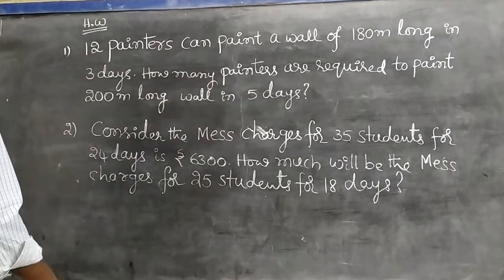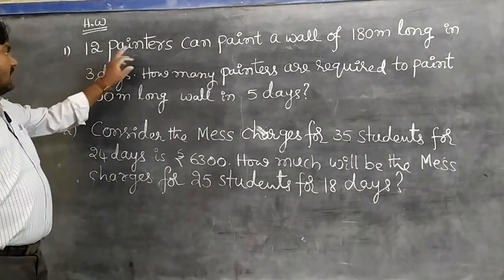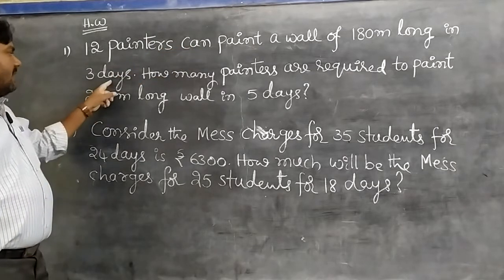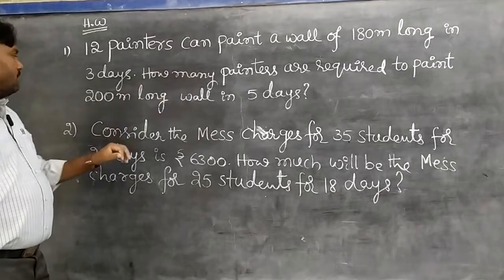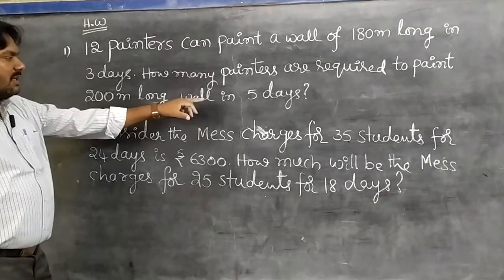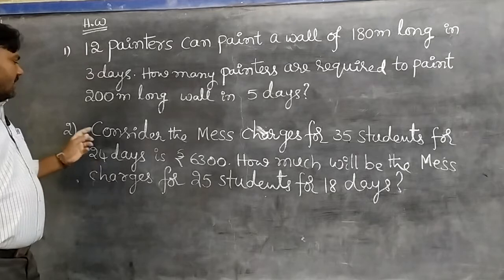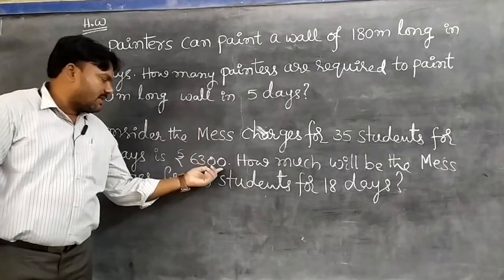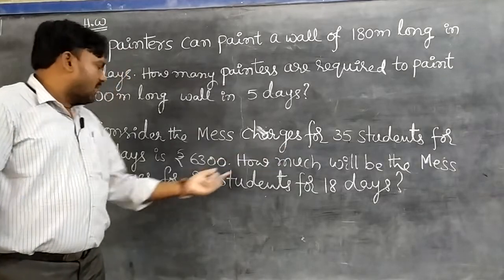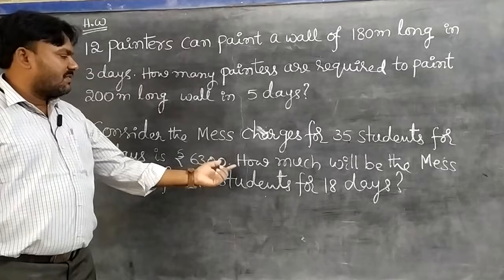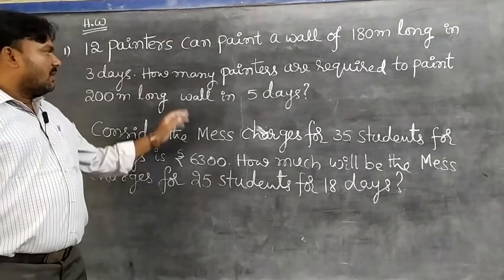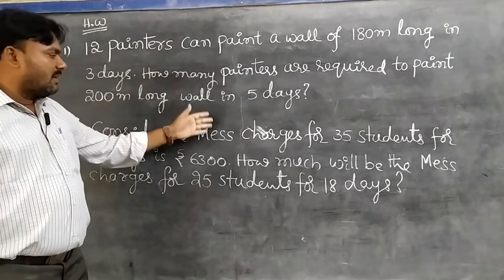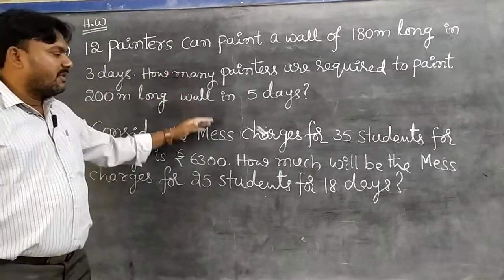Right. Observe, students, I give 2 homework problems. First one: 12 painters can paint a wall of 118 meters long in 3 days. How many painters are required to paint a 200 meters long wall in 5 days? Second one: the mess charges for 35 students for 24 days is 6,300 rupees. How much will be the mess charges for 25 students for 18 days? Use the academic method and also the shortcut method for one problem, and use the shortcut method for the remaining one. This is very important, students.